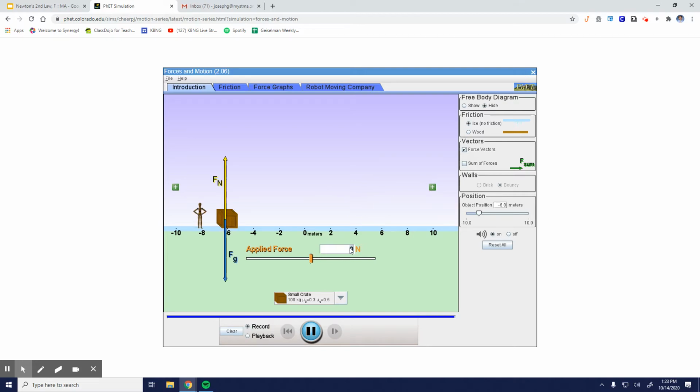Let's take a look if I change this force to 10 newtons. Now my force has decreased, the mass has stayed the same. What should happen to my acceleration? My acceleration should go down. So now that object is barely accelerating as only 10 newtons worth of force is applied to it.